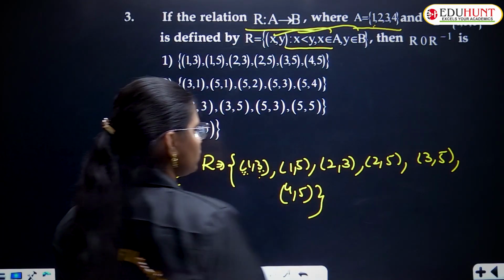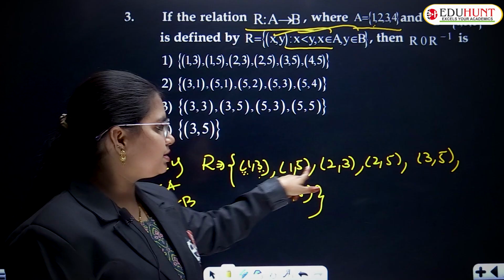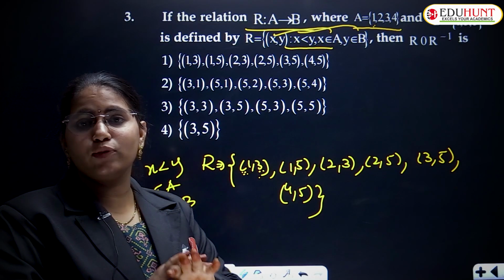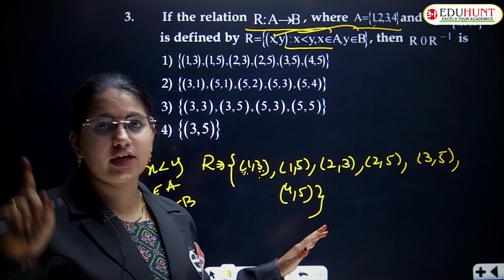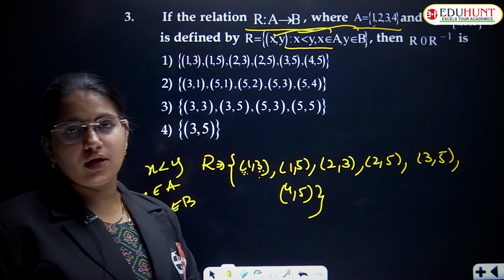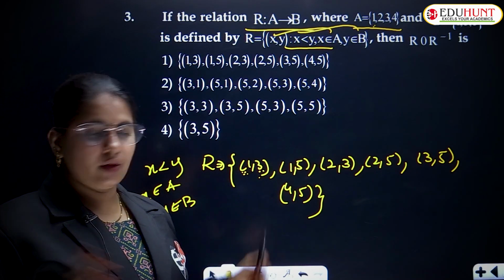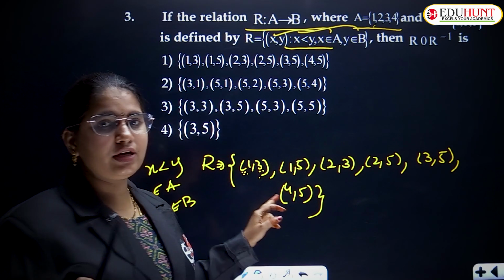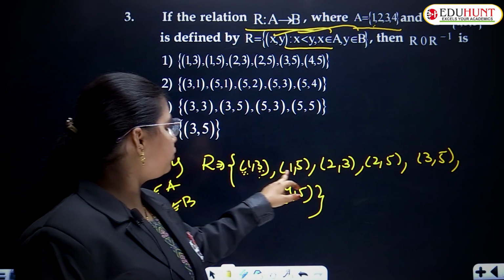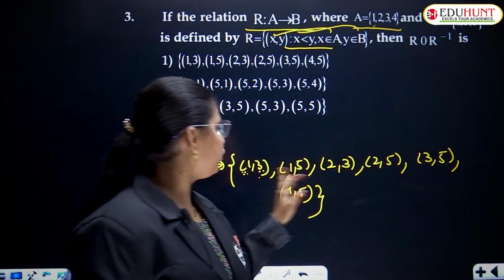So this is a relation. In all these cases, x is less than y, I am defining such a type of relation. I am not writing the Cartesian product here. If you write the Cartesian product, you will get 12 elements in the set. But I am just defining the relation over here. As per the condition, x should be less than y. So 1 3, 1 5, 2 3, 2 5. Next 3 5, 4 5.